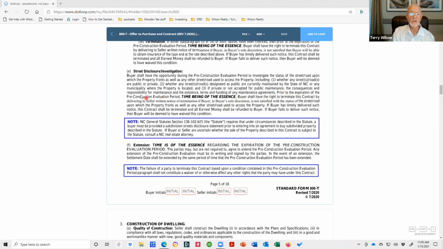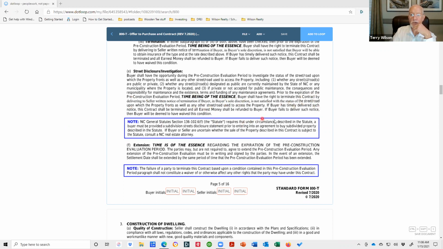The consequences and the responsibility for maintenance and the existence and terms of funding of any maintenance agreements, and so on. Buyer shall have the right to terminate this contract, again, time being of the essence, if the buyer in their sole discretion is not satisfied that the streets are going to be maintained properly the way they want them to. If the buyer timely delivered money, they get their money back, right?